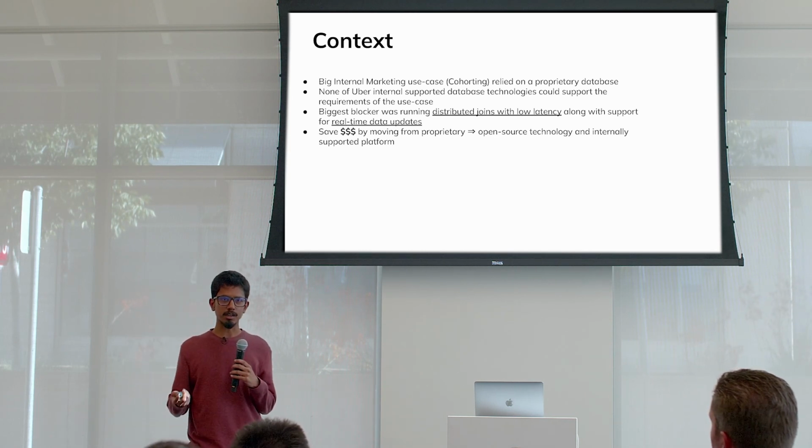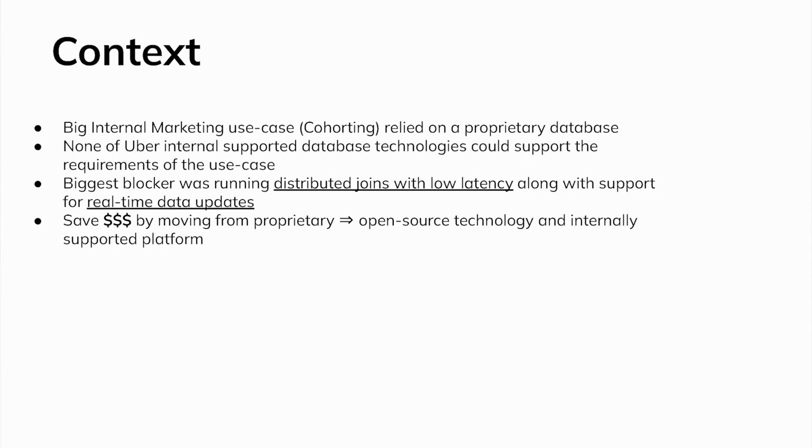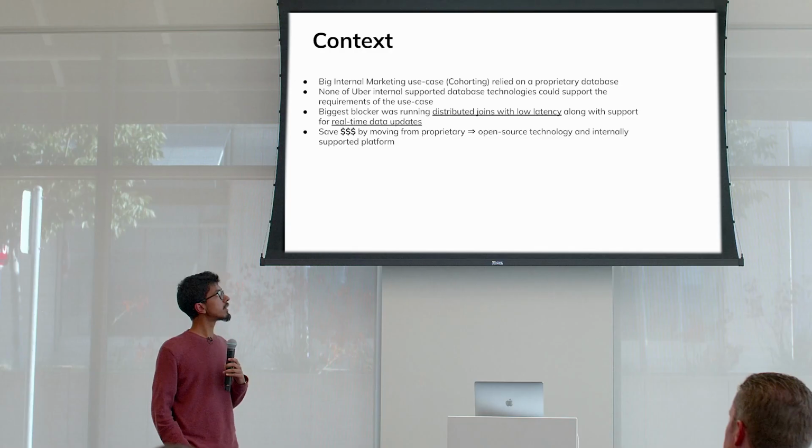We started working on it, and the key requirement for the use case was that we needed to do distributed joins. And obviously you want low latency because everyone wants low latency. Another key blocker for migrating to other technologies that we have internally was that we wanted real-time data updates. We're talking about 1 million writes per second or something like that. There are a lot of writes per second that you want to support, and you cannot afford a very high lag in the writes. So those were the requirements.